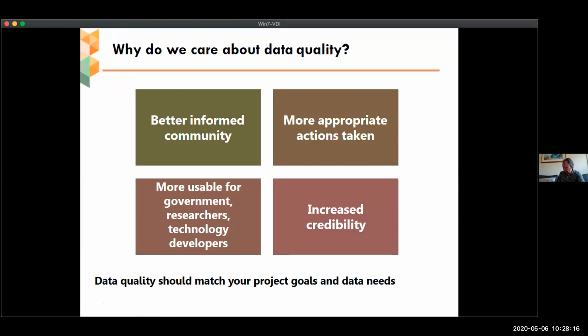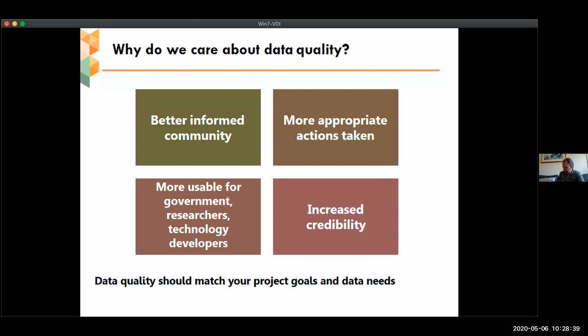So why do we care about data quality, right? Again, the underlying message here is data quality should really match your project goals and data needs. As I mentioned earlier, if you're not going to have that data be usable for government or for researchers or for technology developers, maybe you're trying to teach a different audience, that might not be as important, right?